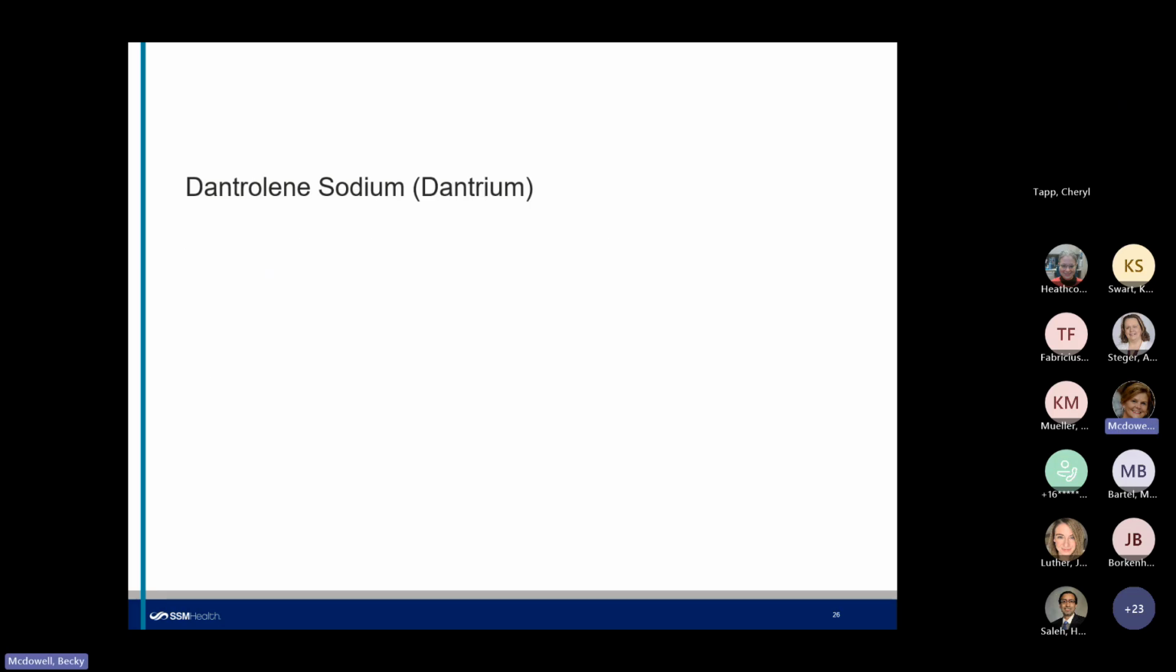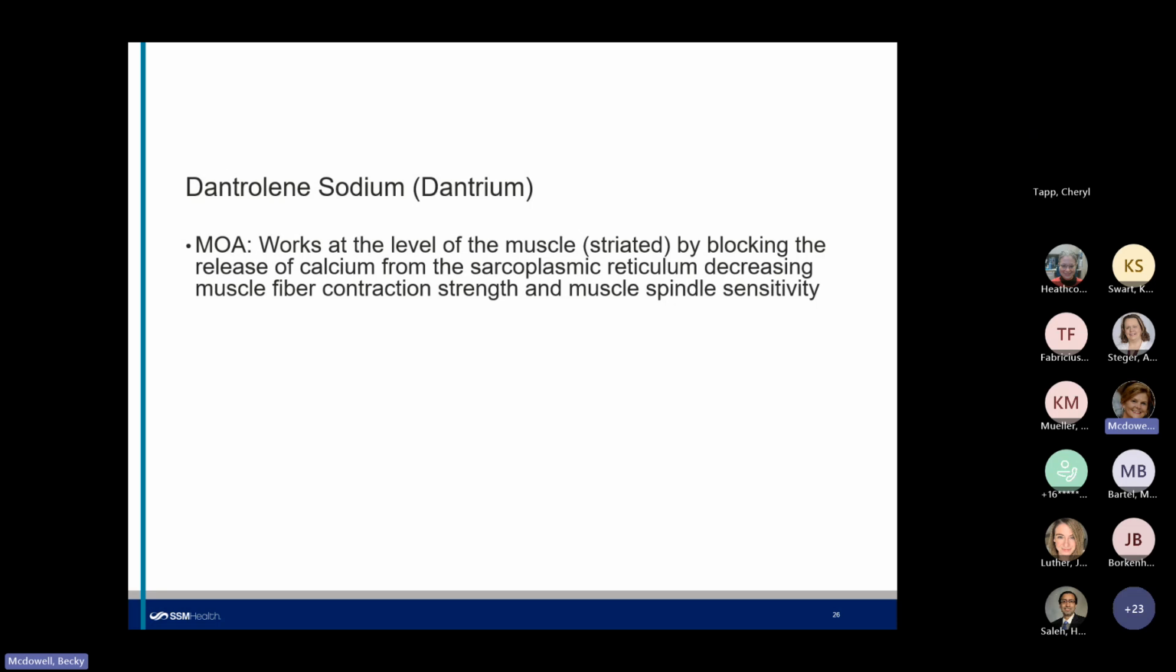Dantrolene, this is one of the other most common medications used for spasticity in most populations. And actually, it's more helpful in most populations. This one works on the muscles by blocking release of calcium from the sarcoplasmic reticulum, decreasing muscle fiber contraction, strength, and muscle spindle sensitivity. It has minimal effect on cardiac and smooth muscle.